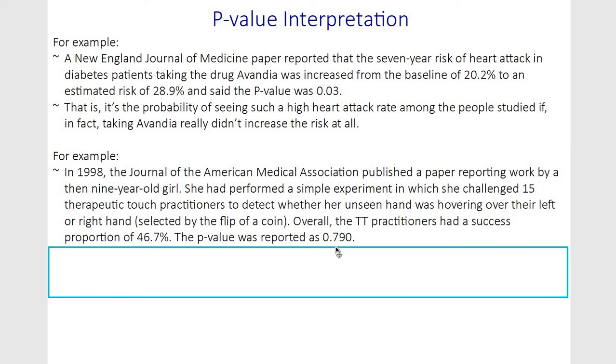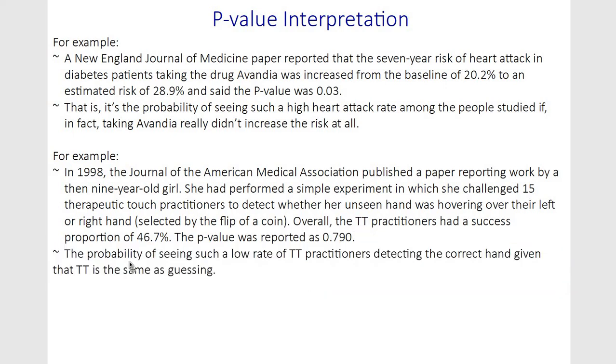That's a very high p-value, which kind of makes sense because we were expecting 50% and it's less than that. So what does that p-value represent? Well, it's the probability of seeing such a low rate of practitioners detecting the correct hand, because that was your statistic that you got, given that therapeutic touch is the same as guessing. Okay, so given that it should be 50%. Okay, hopefully that makes sense.